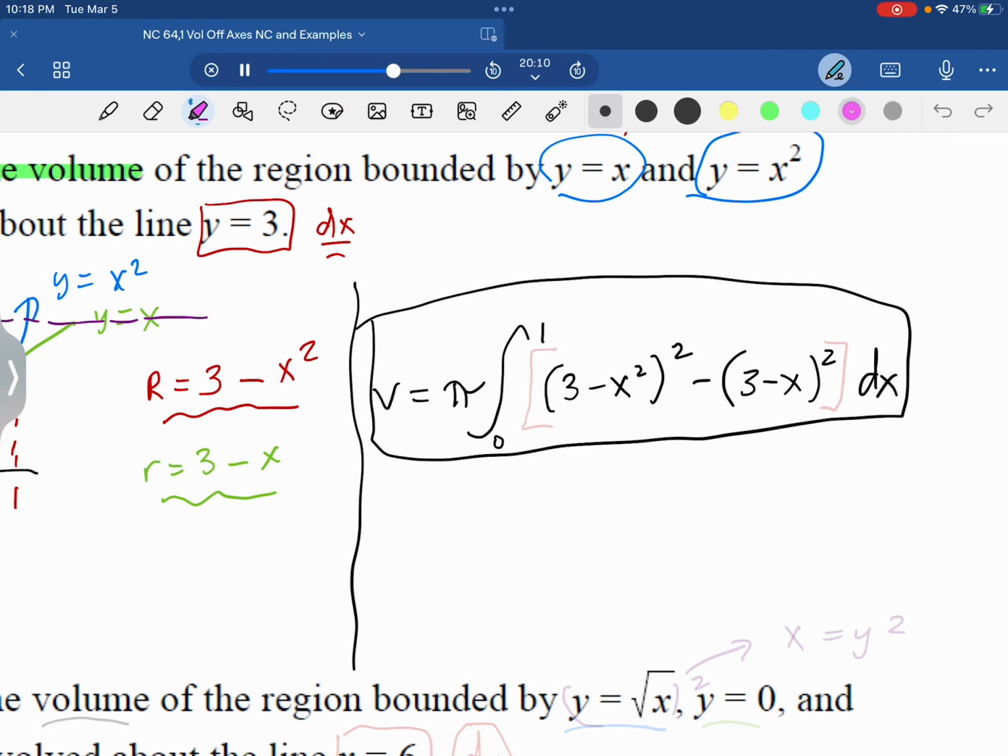Optional, but if you want to, you can put a bracket around your integrand, which is the stuff inside the integral. You don't have to, but sometimes it's nice to group it. Okay.